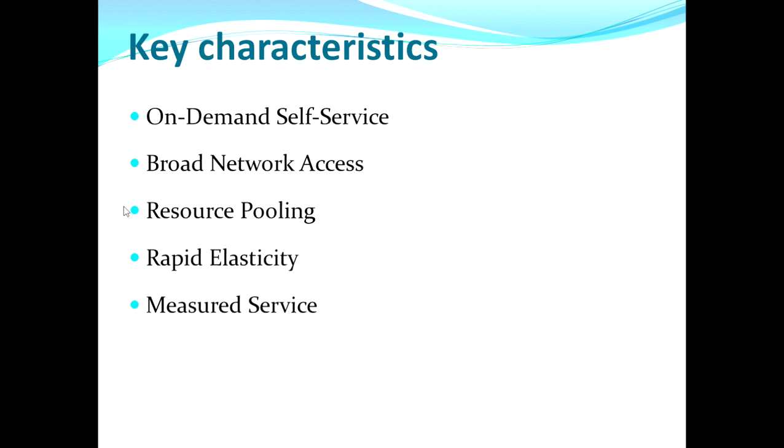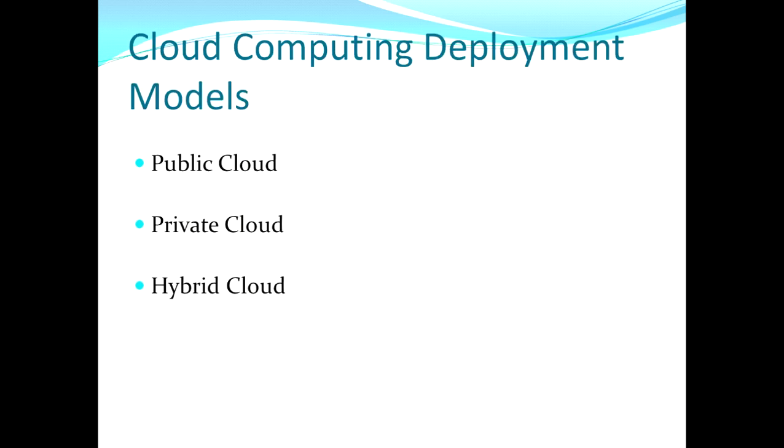The fourth one is rapid elasticity. Rapid elasticity is nothing but cloud services can quickly scale up or down based on the demand. Next one is measured service. The user is billed based on the actual usage of resources, which is called measured service.